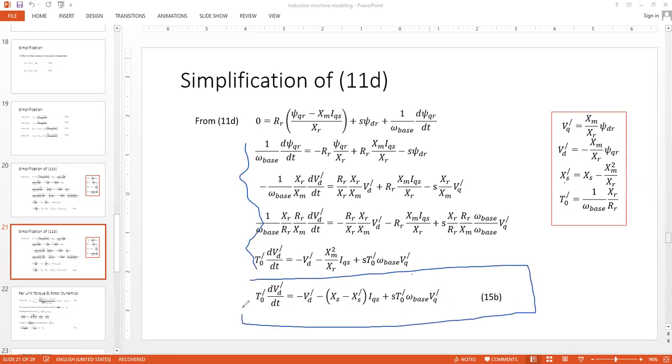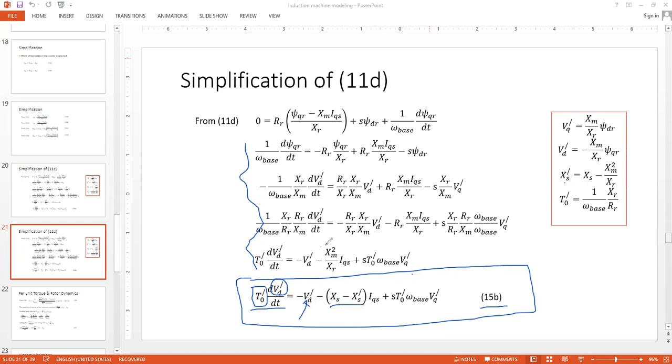Nothing actually special about that. So this is the last equation, 15b, that we come up with. And you can see now that we have VD dash as our state variable. TO dash is the same TO dash that we used in the previous slide. VD dash is the state variable, so we don't have to bother.